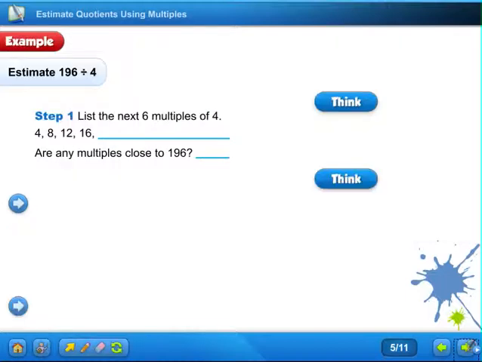Let's try another one. This one, what they want you to do is list the multiples. We're going to estimate 196 divided by 4. What number times 4 is about 196? So what they want you to do is list the next 6 multiples.